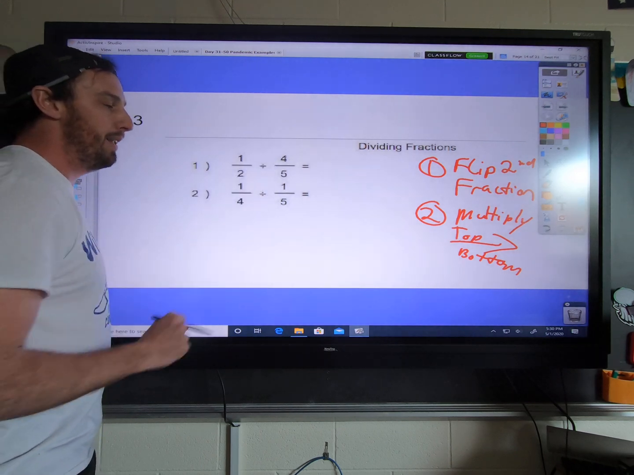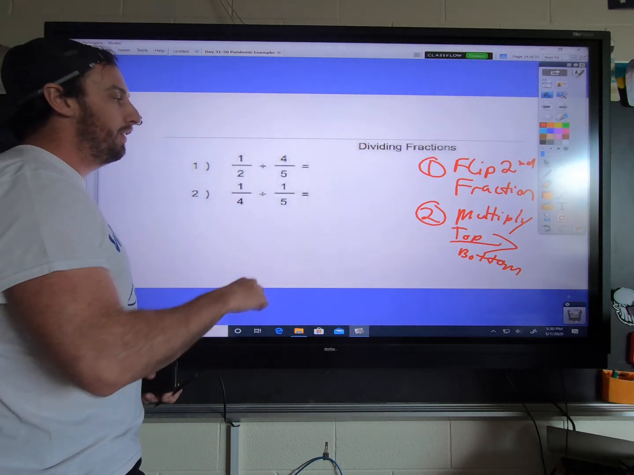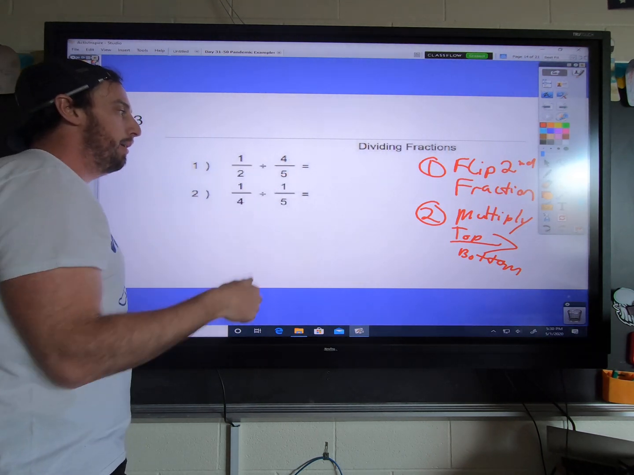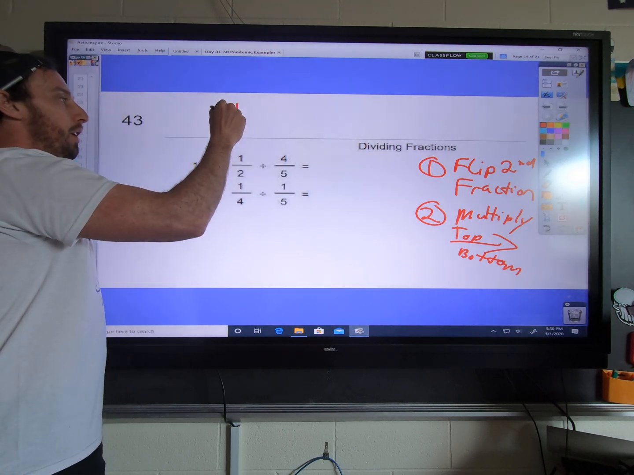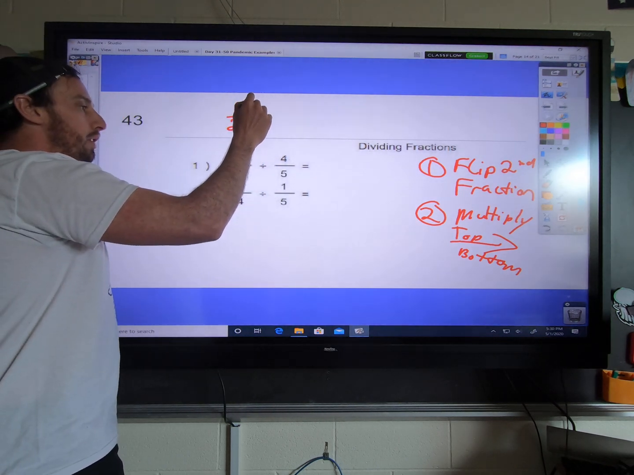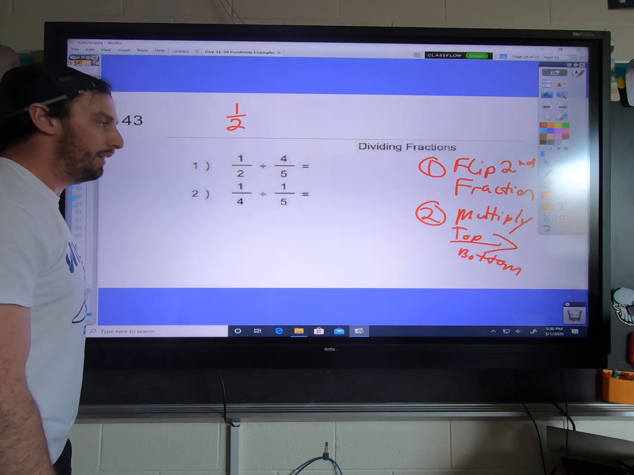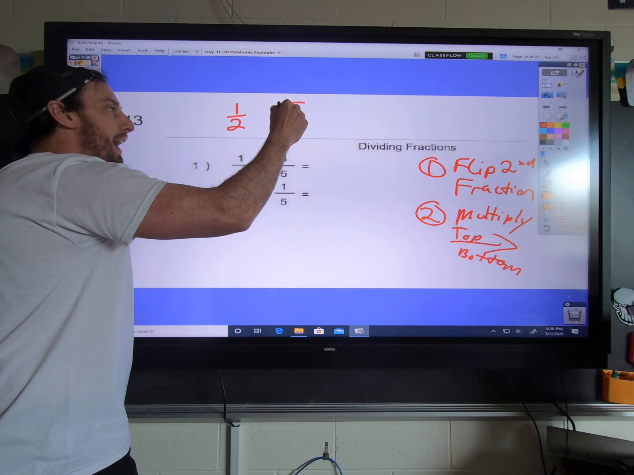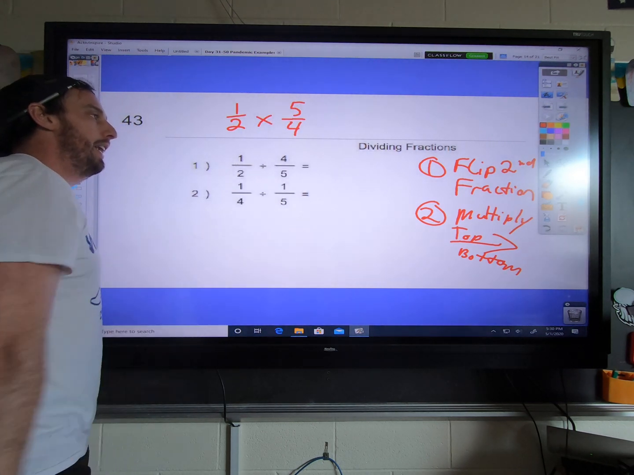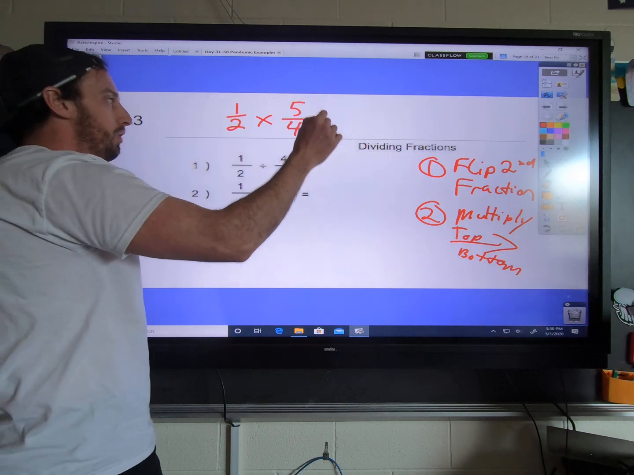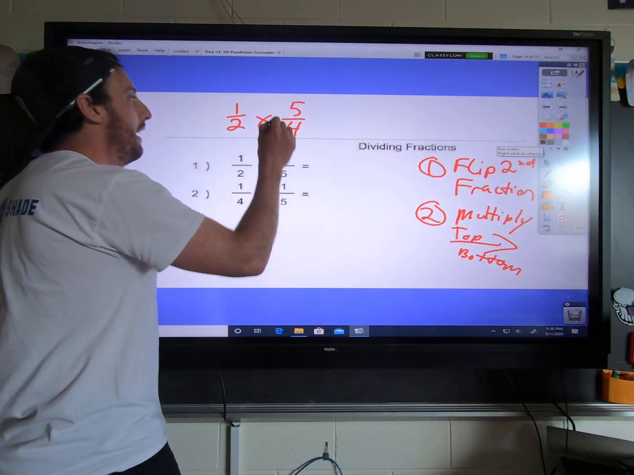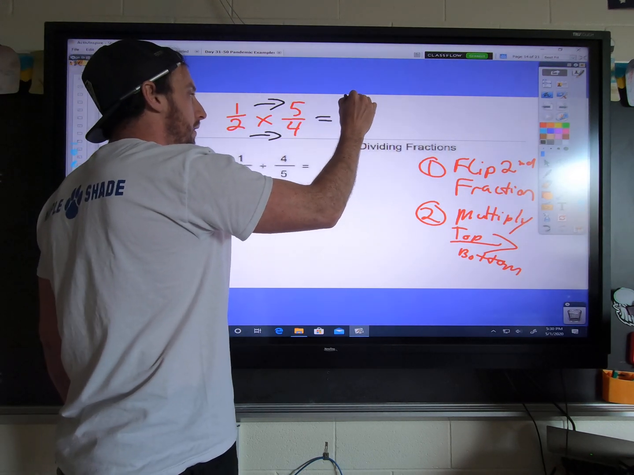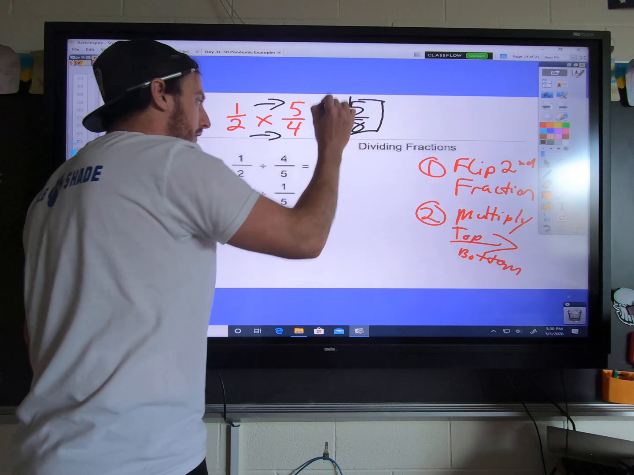Since it's 1 over 2 divided by 4 over 5, I have to take the second fraction and flip it. The denominator becomes the numerator, and the numerator becomes the denominator. So I'm just going to rewrite it, 1 over 2, and I also have to multiply for the second step. Since I flipped this entire fraction, 4 over 5 now becomes 5 over 4, and I have to multiply straight across. 1 times 5 is 5. 2 times 4 is 8. 5/8 is the answer.